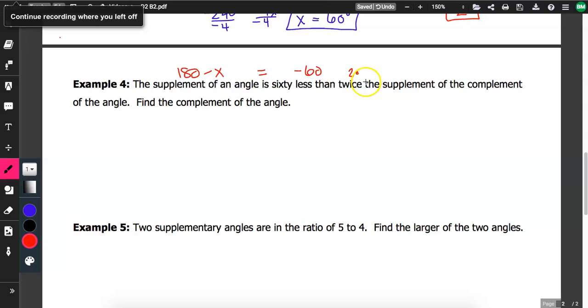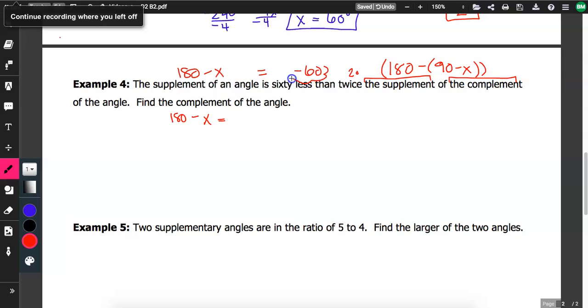When it says the supplement of the complement, the supplement is going to be 180 minus something, but it's not minus the angle this time, it's the supplement of the complement. So it'll be 180 minus 90 minus x. Okay, so this one's a little bit trickier. And then we're going to find the complement of the angle. So let's set up our equation, 180 minus x.